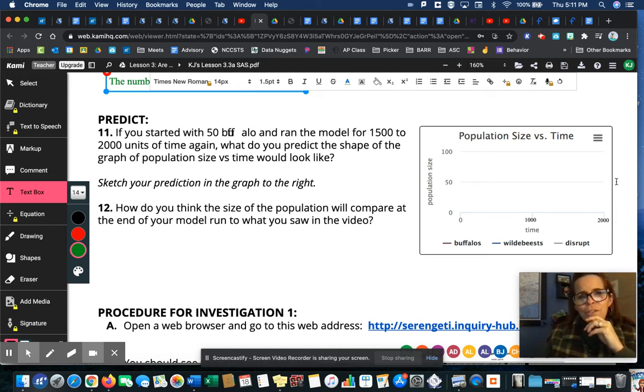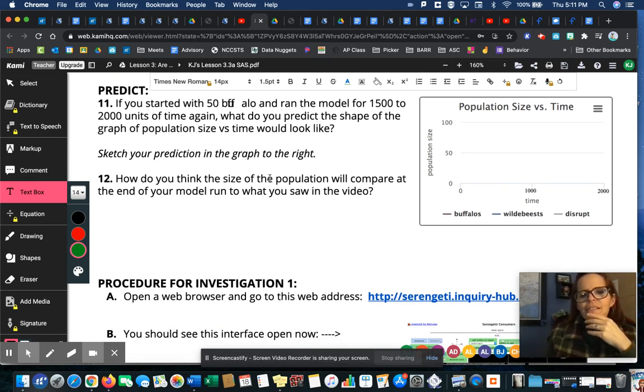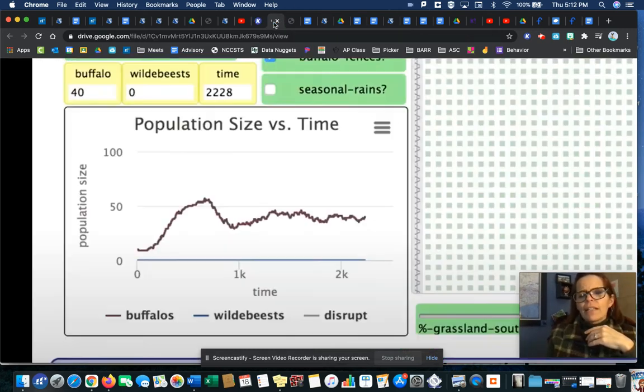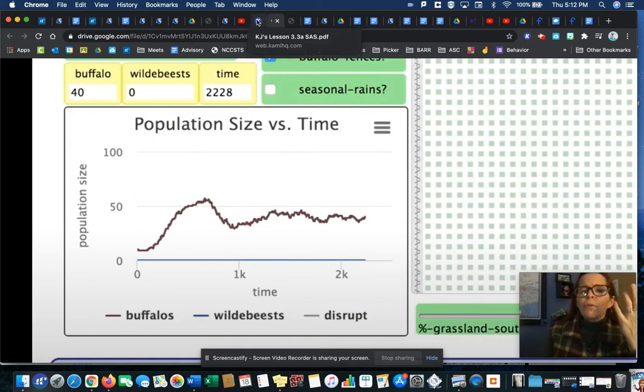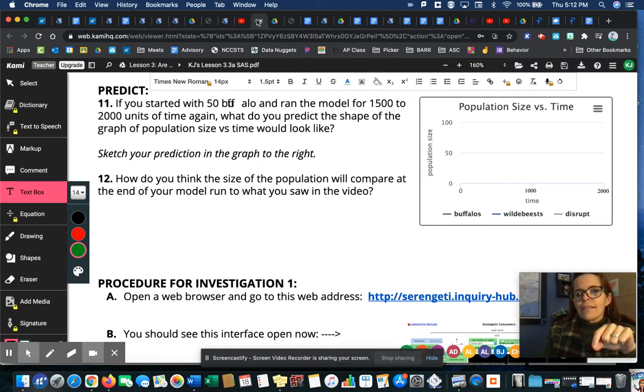Okay, and then number 12 is a fun thing to guess. How do you think the size of the population that we're doing will compare to what we saw at the end of the video? So let's see what we saw at the end of the video. At the end of the video, it ended up about around 40. It's been fluctuating between 35 and 45. I can't tell exactly. So somewhere around 40. That's where his ended.